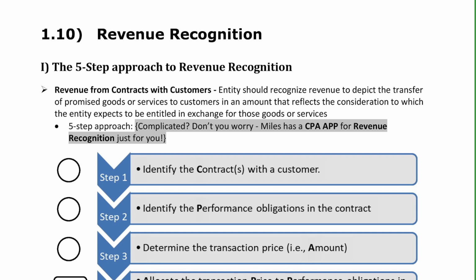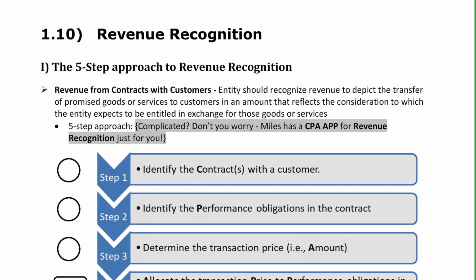So the way revenue is going to be recognized, let's say in software or in real estate or in financial services or in telecommunications, could be different. Therefore, the new standards intend to remove all these inconsistencies and provide a more robust framework for revenue recognition. And we have here a 5-step approach to revenue recognition across industries.